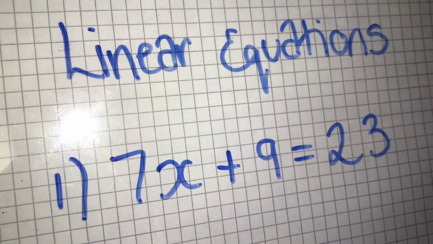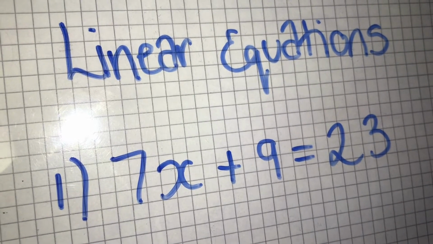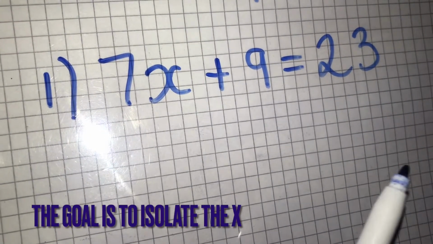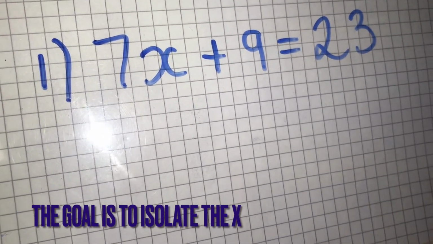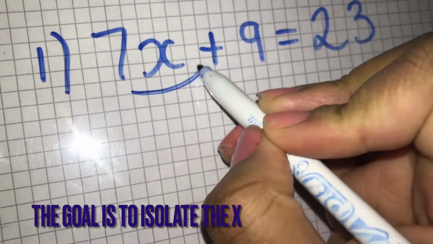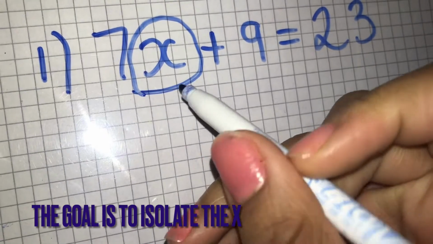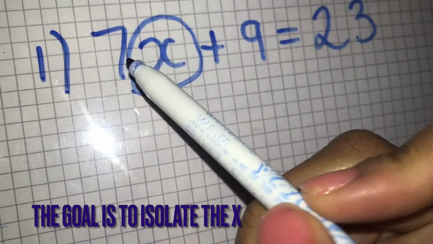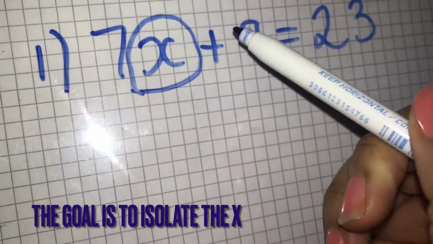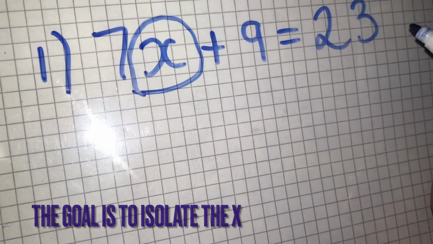Okay, hi guys. So I thought that we could work on some linear equations. The first one is 7x plus 9 equals 23. To try and find this out, we're going to try and get this x on its own. So that's the whole goal, okay? Because we need to find out what this is. Because it's saying 7 times something plus 9 equals 23.